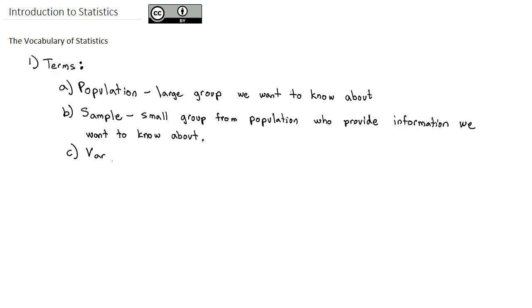The next thing we need to know is, what is the variable of the study? Now in statistics, variable is a little different than a variable you would see in algebra. The variable in statistics is what we want to know about. A good way to think about this is the question that we are asking of our sample. So if I'm a politician, my variable might be my voters' belief about a certain issue.